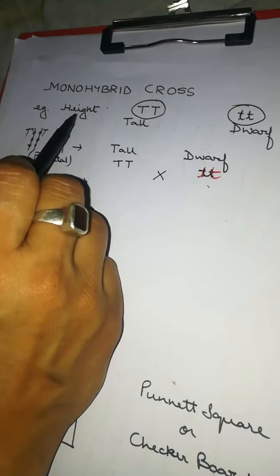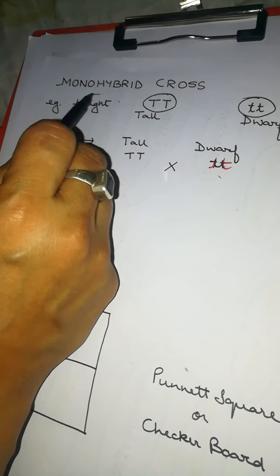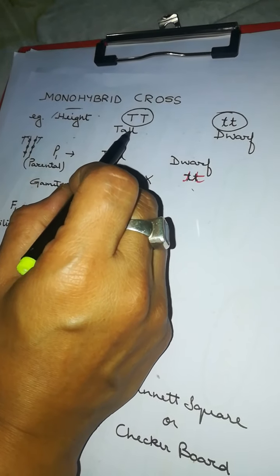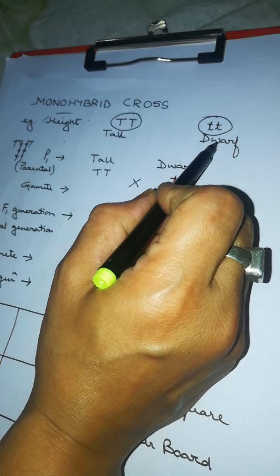Okay, now let's start the monohybrid cross. Monohybrid cross means the cross in which we consider only one character. First of all, the character we are taking is height of the plant. Here two contrasting parts are there. One is tall and other is dwarf. Now tall is the dominant part and dwarf is the recessive part.